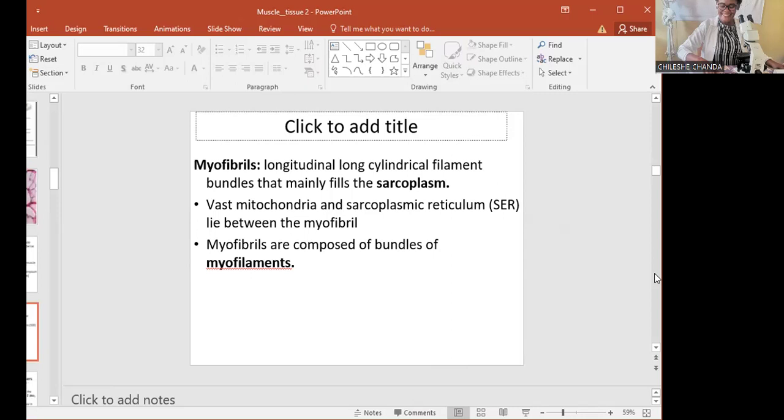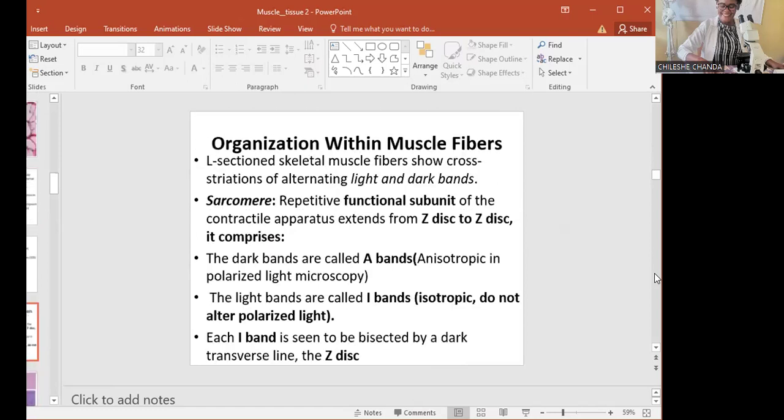So those microfilaments inside the muscle tissue are known as myofibrils. Those are longitudinal, long cylindrical filament bundles that mainly fill the sarcoplasm. Vast mitochondria and sarcoplasmic reticulum lie between the myofibrils. The myofibrils are composed of myofilaments, muscle filaments. That is what that means.